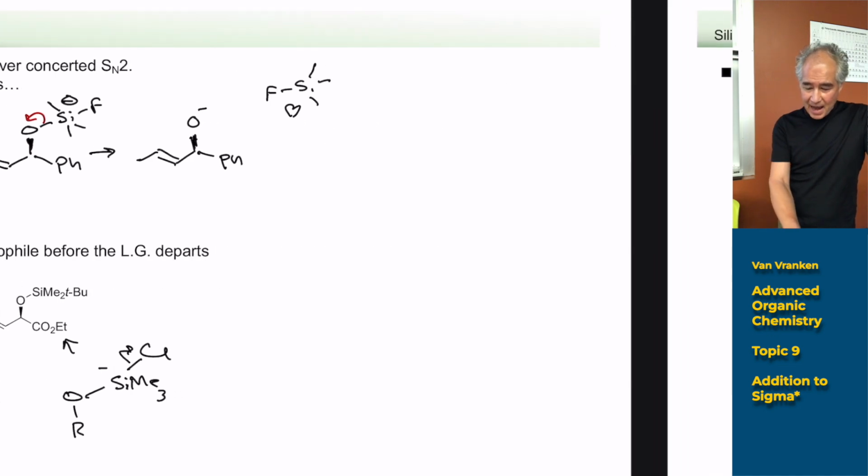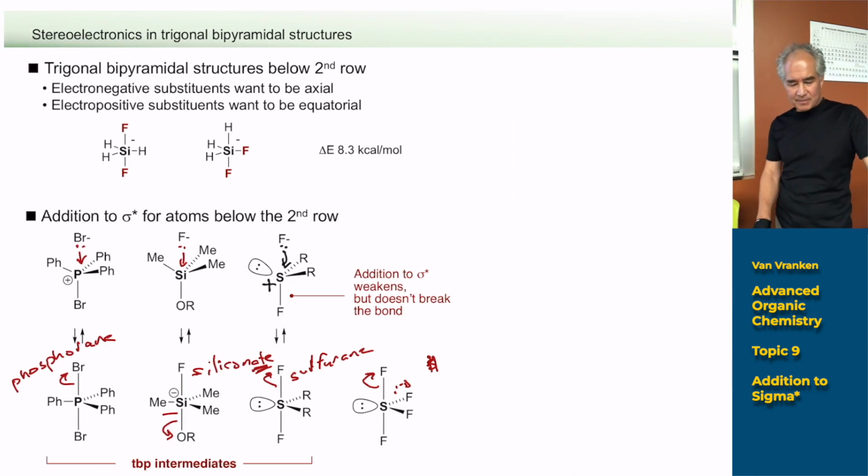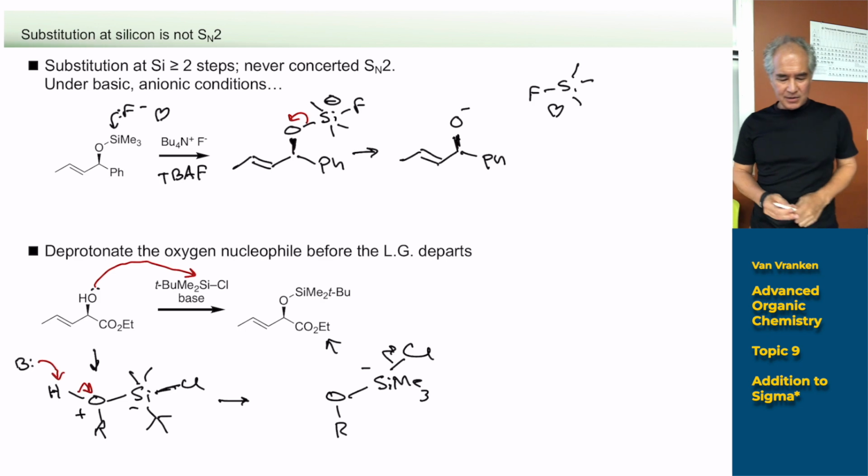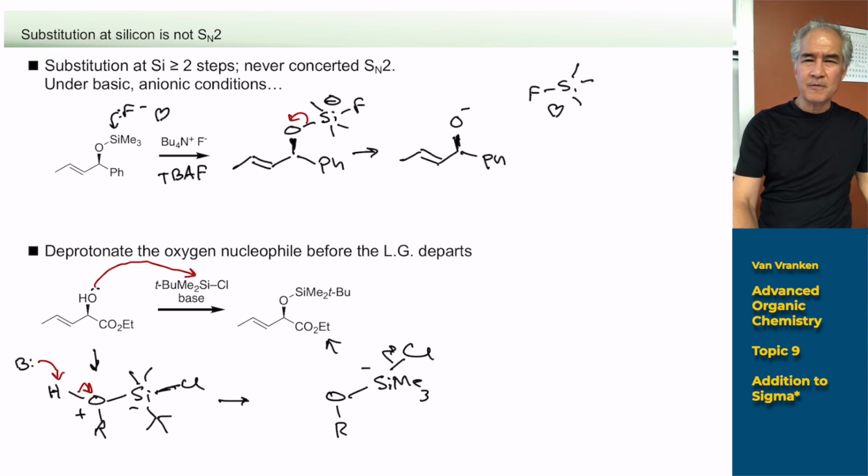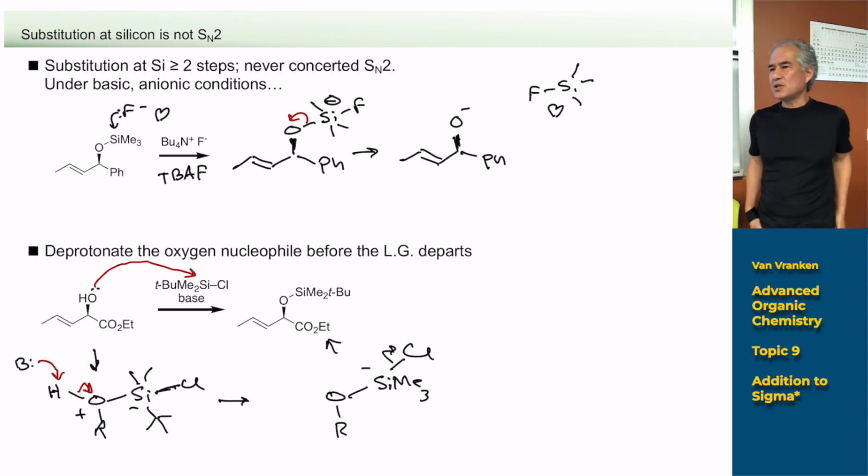Okay, so when we come back, we'll talk about more silicon substitution reactions, such an important type of functional group for modern organic chemistry. More addition to sigma star.